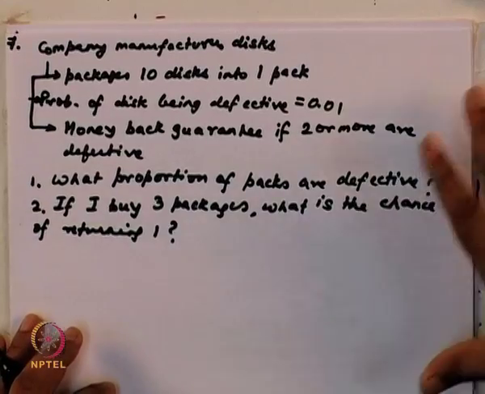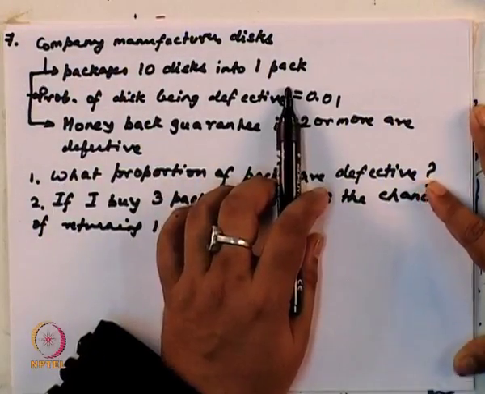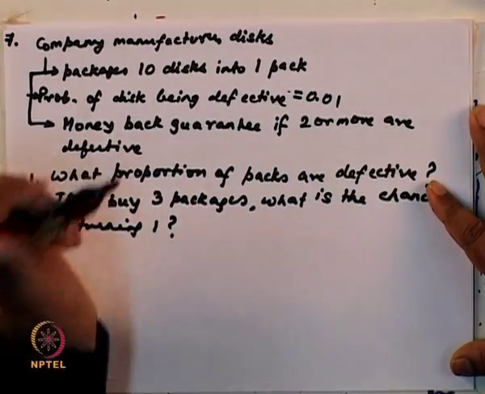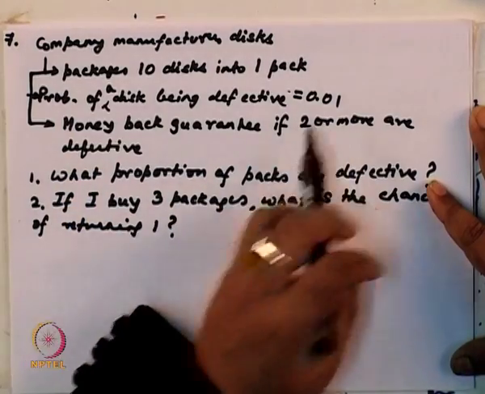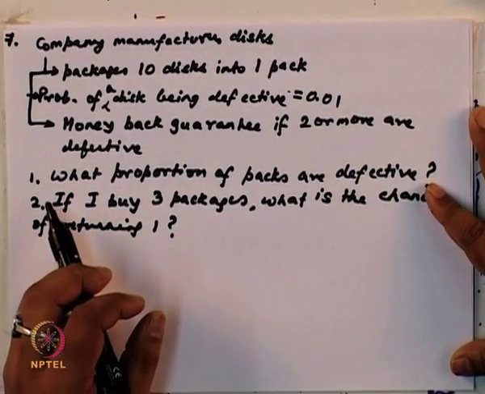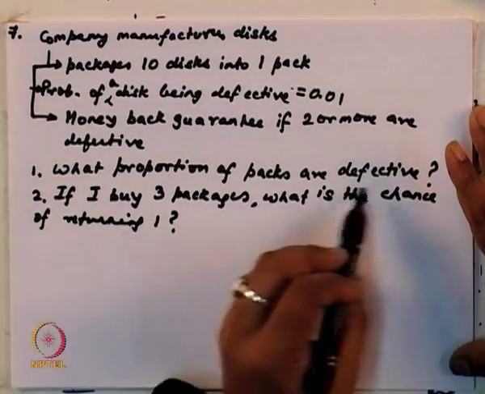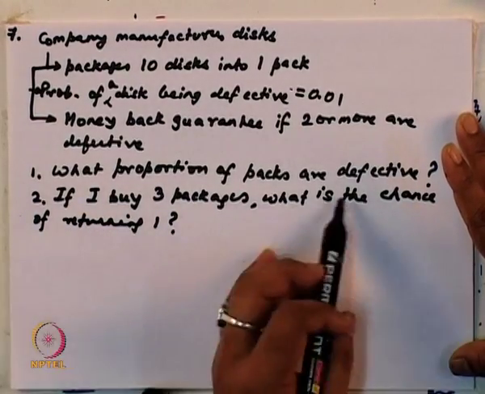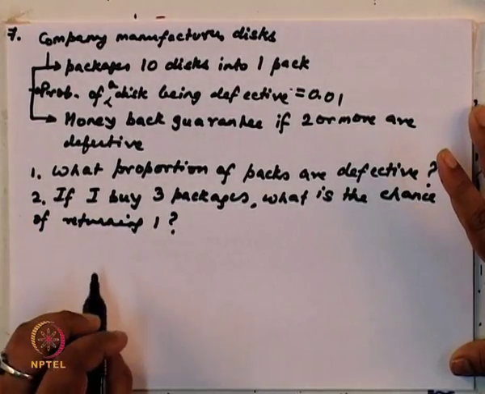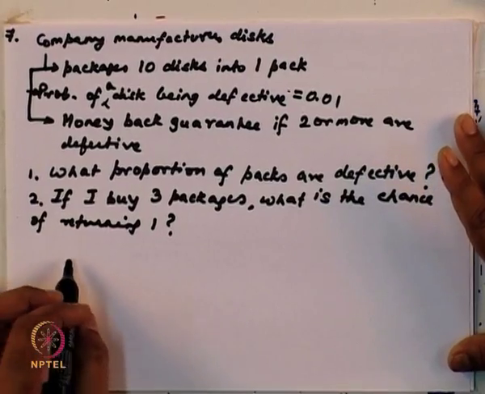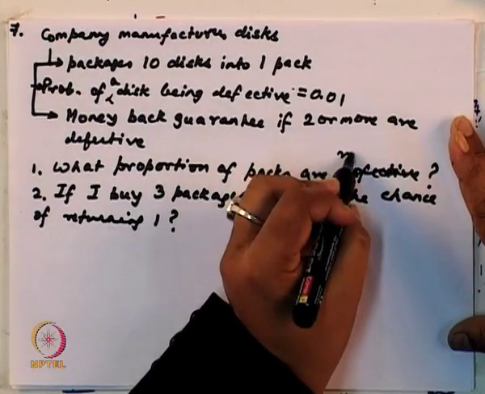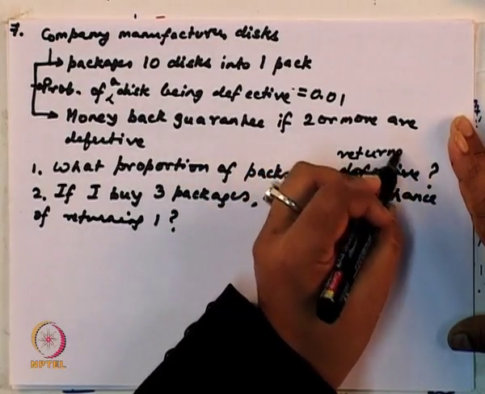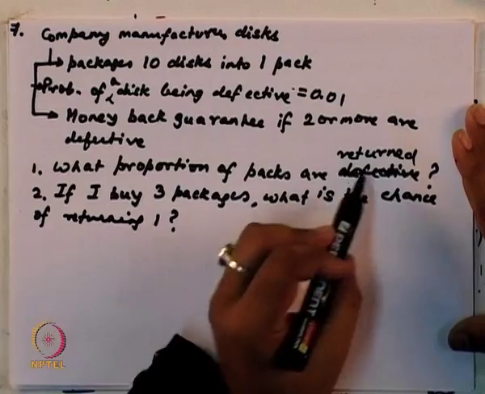So, what you see, you have pack size 10 disks in a pack. The probability of a single disk being defective is 0.01. So let us try to solve the first part of the question: what proportion of packs are defective? Which means, what proportion of packs are returned? Okay.